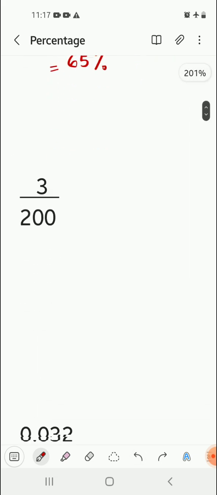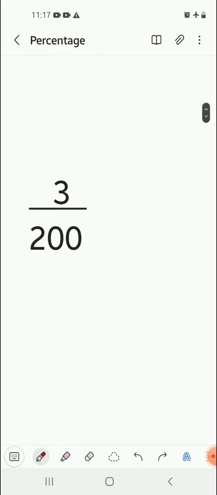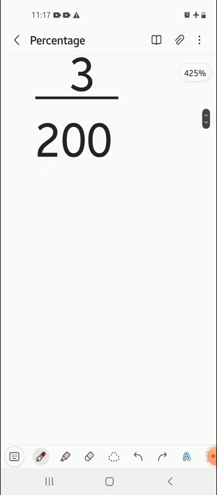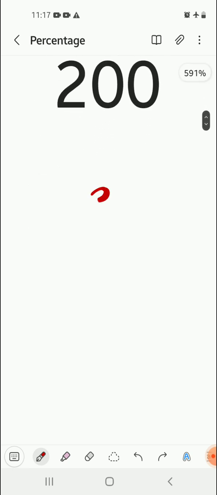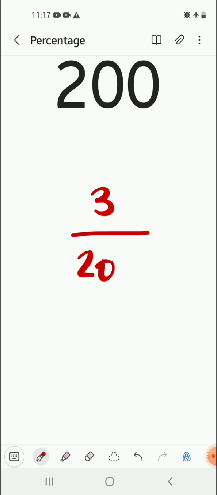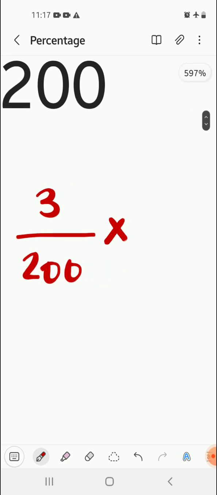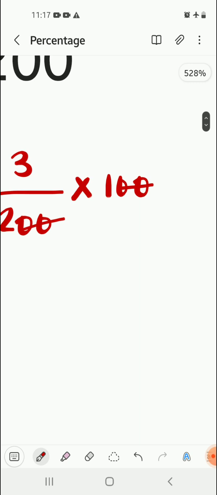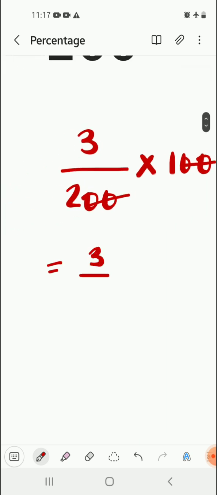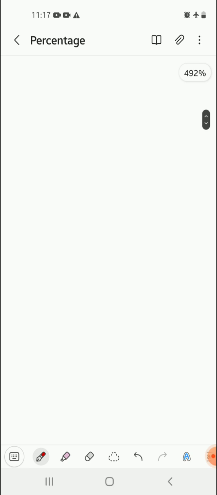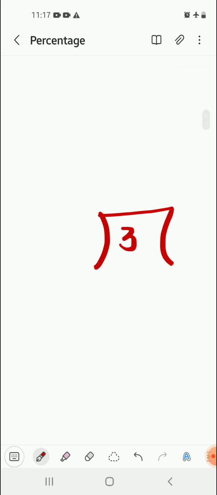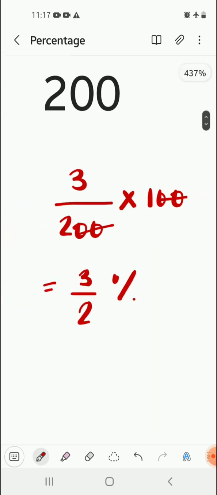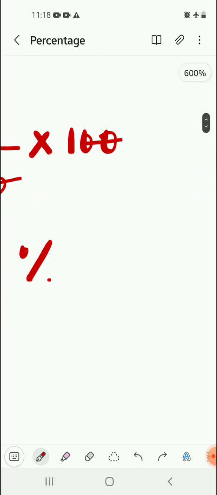Now we'll move to the other question. See, this time there is a fraction given, 3 by 200. If you are asked to convert it into its equivalent percentage, just write 3 by 200. We have to convert it into 100, so multiply it by 100, cancel it out. We get 3 by 2. Now 3 by 2, you can write it this way, simply 3 by 2%. Or, most of the time we should convert it into its equivalent mixed fraction, because the numerator is greater than the denominator, which means it's given in improper form, so it must be converted.